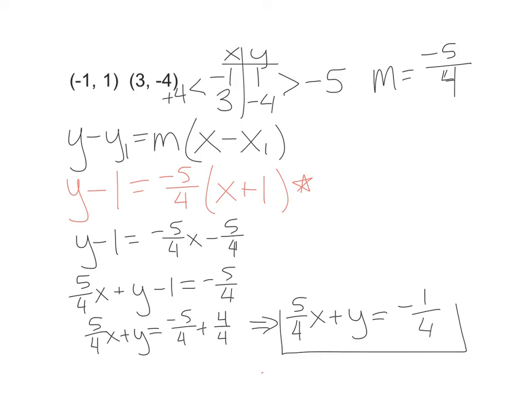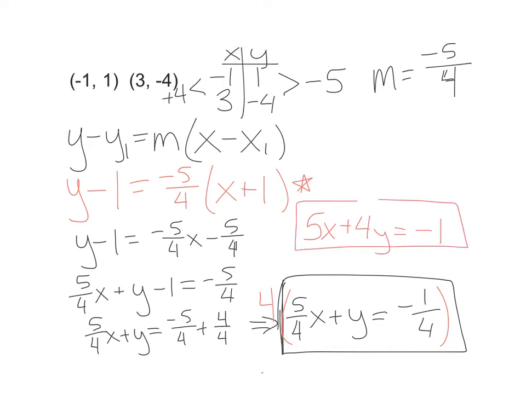So I don't know about you, but let's avoid some fractions here. This is a correct answer. If you answered like this, that would be correct. But perhaps your answer choices are given in an equivalent equation. If we multiply everything inside this equation by 4, I could be left with 5x plus 4y equal to negative 1. That is also the same equation. It is an equivalent equation. It is multiplied by a constant.